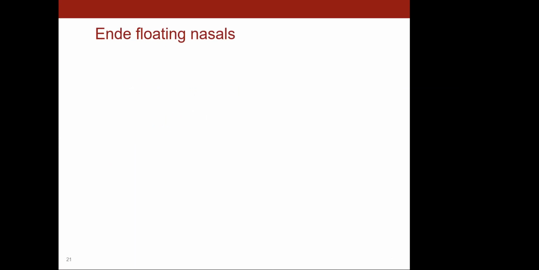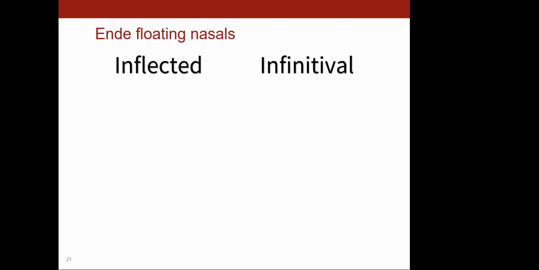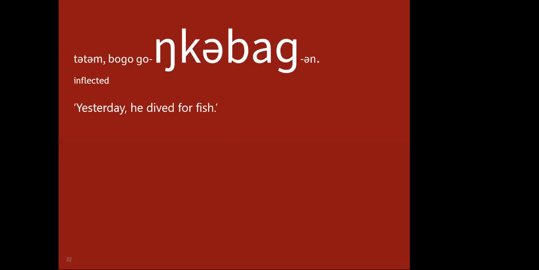To illustrate this pattern, I'll be showing you 2 forms of Ende verbs, an inflected form and an infinitival form. The inflected form features inflectional affixes, such as prefixes and suffixes. And so the verb root is always in the middle of the word, because there's always a prefix that precedes it. In contrast, the infinitival form does not have any inflectional prefixes, and so the verb root is always word initial. So that's the big difference for these 2 types.